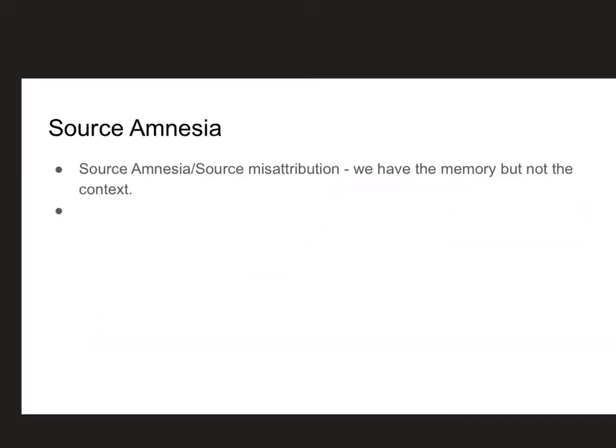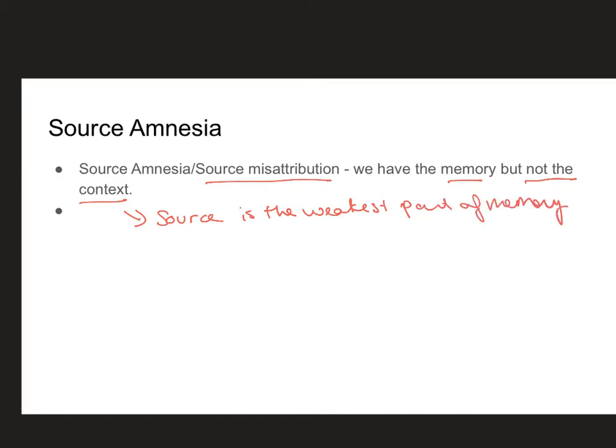Source amnesia, also known as source misattribution, is that we have the memory, don't know where it came from, right? Source is the weakest part of our memory. So sometimes it's hard to determine, did you read it or listen to it? We just aren't always sure where we got that information from.